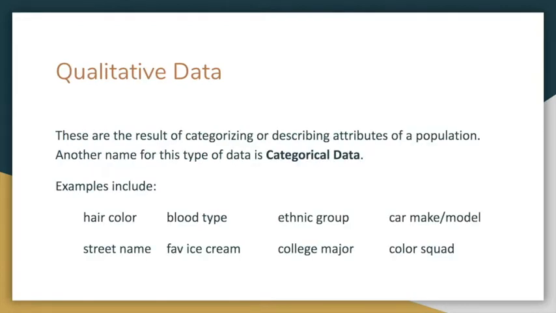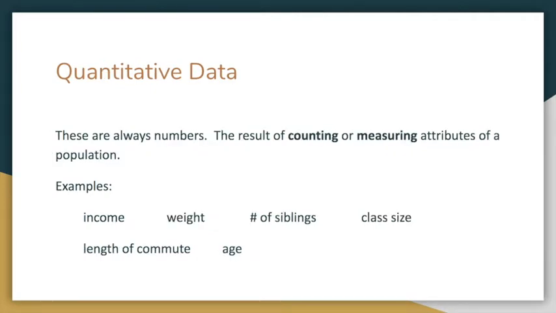So some examples of qualitative data would be hair color, or your favorite ice cream, or what you're going to major in college, things like that. Sometimes this data is also referred to as categorical data because we can put these various things into different categories, and so that kind of makes sense. Quantitative data is where we are actually getting numbers. So typically these are the result of either counts or measurements. So things like income, weight, your age, how many siblings you have, things like that. Those are quantities that we can either count or measure.